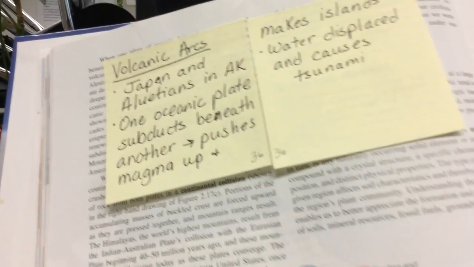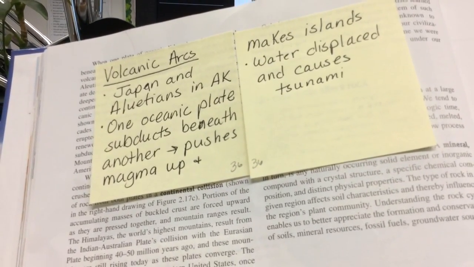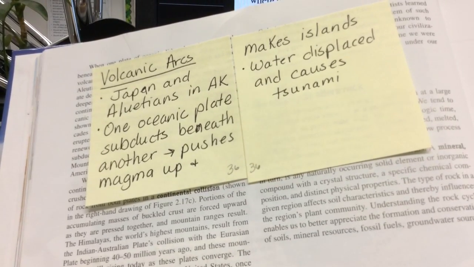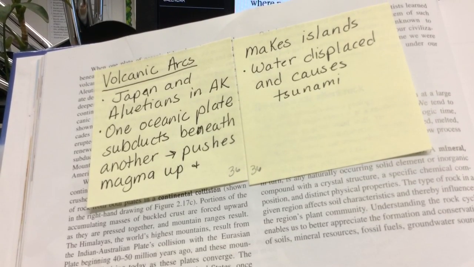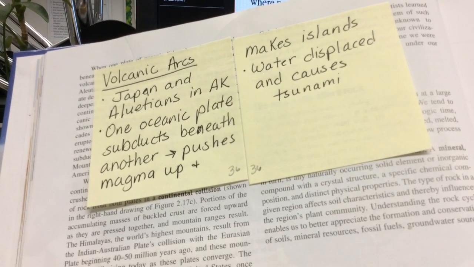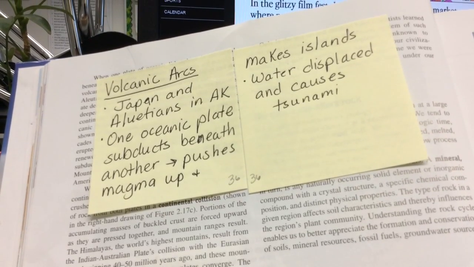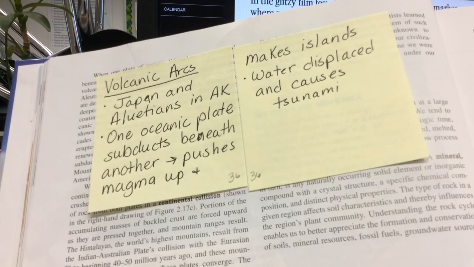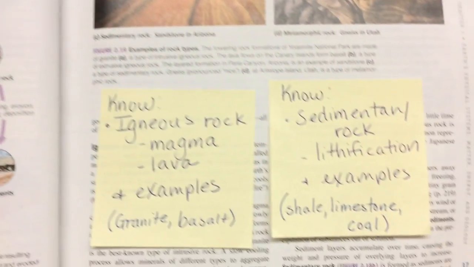Page 36. So you need to know what a volcanic arc is. A volcanic arc is what Japan is. It's also what the Aleutian Islands in Alaska are. And this is when one oceanic plate subducts beneath another, and magma pushes up on the other side to create islands. The water becomes displaced and causes a tsunami. You also need to know these terms.